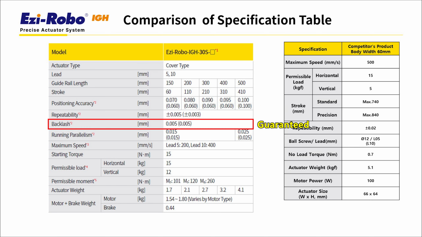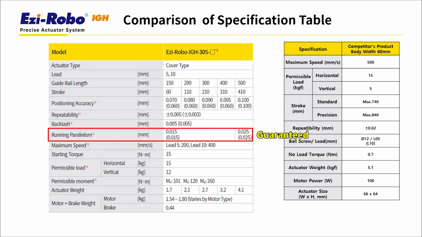Backlash is the mechanical play in the ball screw that can cause movement even when the motor isn't turning, usually when external force is applied after stopping. This value is also not guaranteed by the competitor. Running parallelism shows how parallel the actuator's movement is along horizontal and vertical directions during linear travel. Again, the competitor does not provide this spec. So, through this spec comparison chart, it's clear that the Ezi-Robo IGH from FASTECH is a high-precision, high-load actuator that outperforms competitor models.